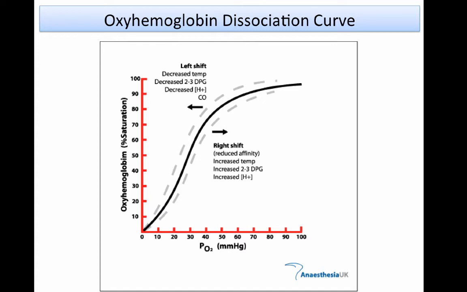So, we're so quick to get an O2 sat on patients, but it shouldn't really be the number one factor that we're using to determine whether our patients are hypoxic or not. There are better things that we could be using.